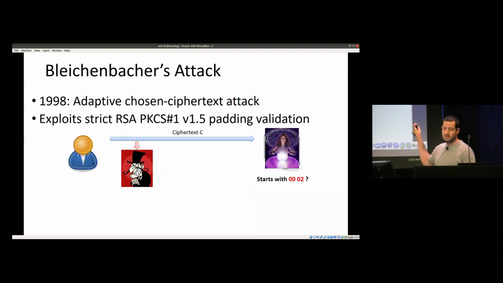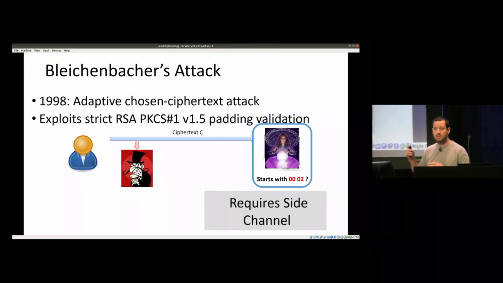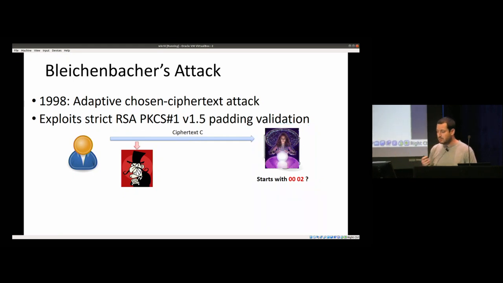And all of those different vulnerabilities that I've shown you previously, their goal is to use different side channels to turn a server into this type of oracle that gives us this information. When we have this oracle, what we can do is try to modify the ciphertext in a way that we're going to talk about later, and we're going to get the answer: does the decryption start with 02 or not?